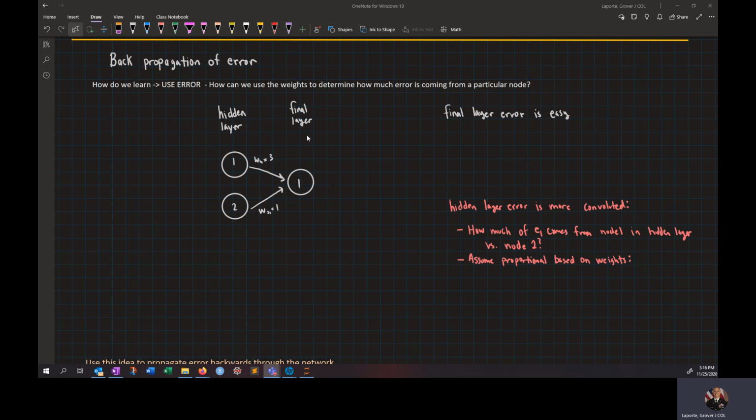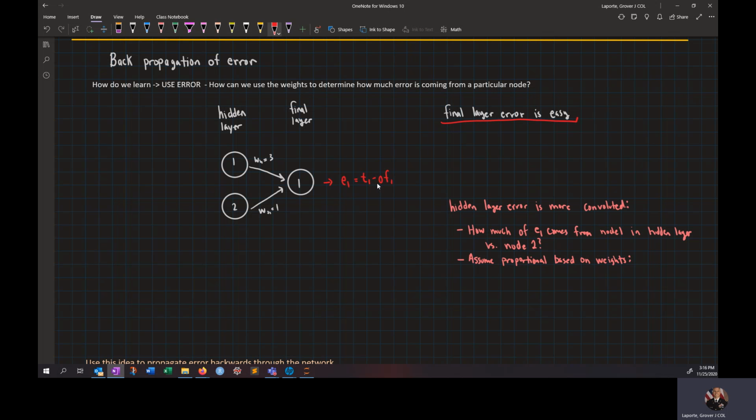The final layer is pretty straightforward. Let me use red. We know the error of the final layer. It's too easy. It's just E1, because that's node 1, which is simply equal to T1 minus OF1. Remember, forward propagation gives us OF1. That's what your model's currently predicting. T1 is the target, what we'd like to hit. So just subtract those two to get the error.